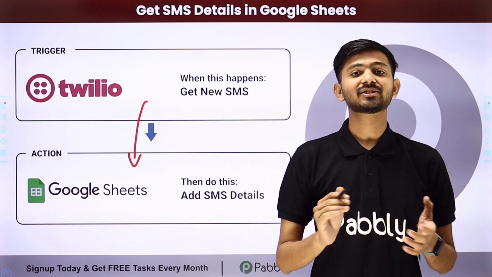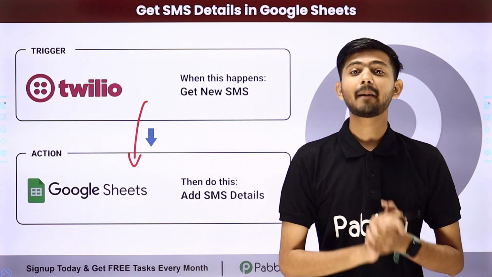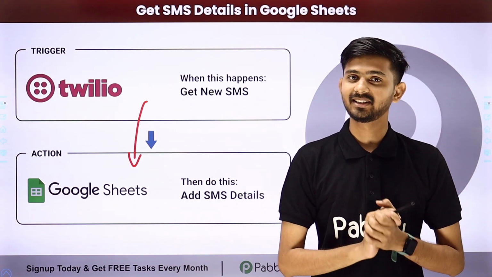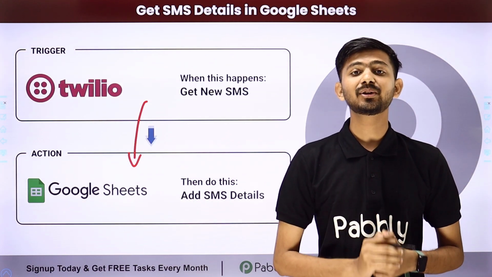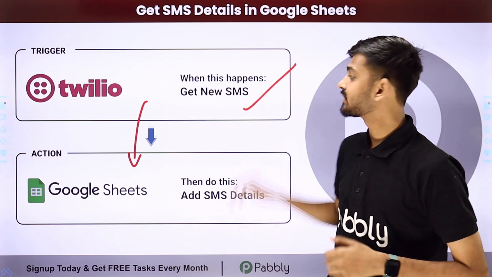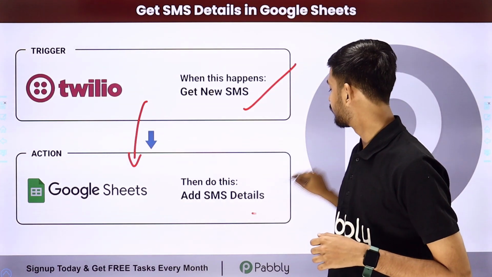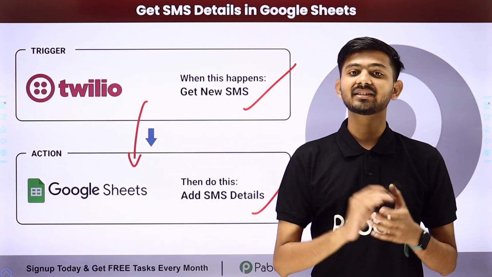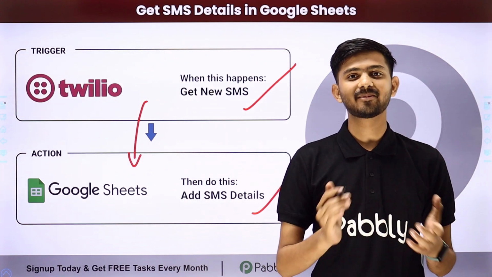So for creating this connection, I'm going to use Pabbly Connect, which is an amazing software of automation and integration. In Pabbly Connect, I'm going to use trigger and action. In trigger application, I'm going to use Twilio. In action application, I'm going to use Google Sheets. So how am I going to build this connection? For that, let me take you to my computer screen.